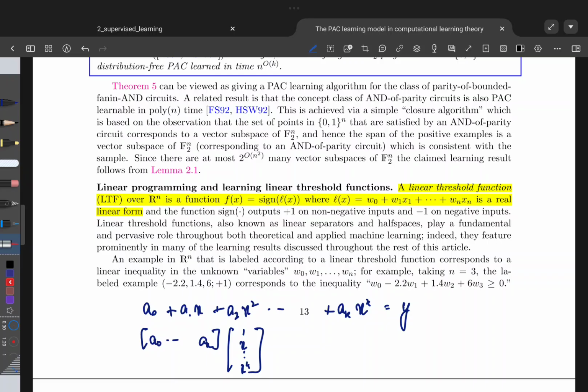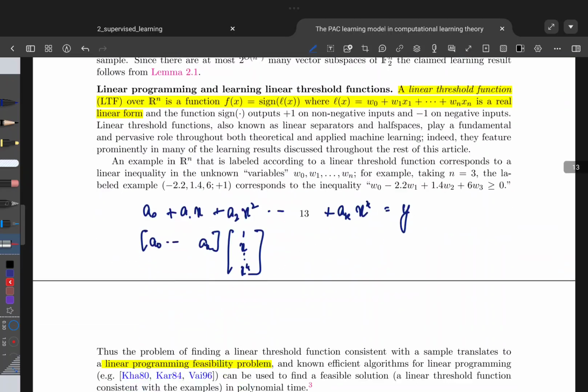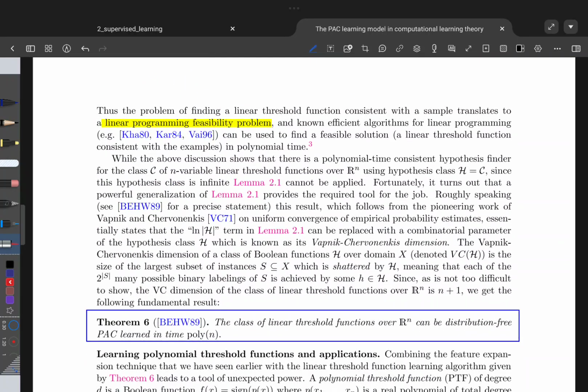Another class of functions that can be learned efficiently, something that we've already seen in class, is the class of all linear classifiers. So we've seen that the hard SVM algorithm, for example, is a PAC learning algorithm for linear classifiers over R^d, in fact. And linear classifiers, and more generally polynomial classifiers, can also be used to learn Boolean functions.